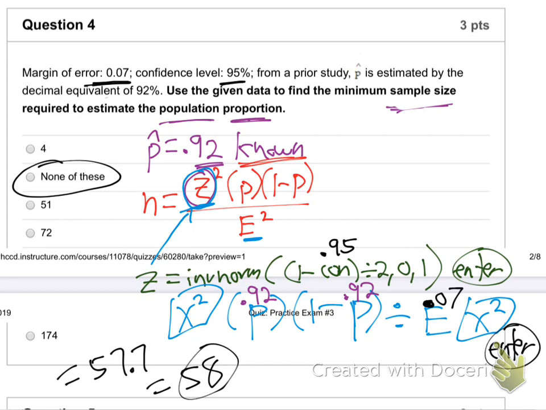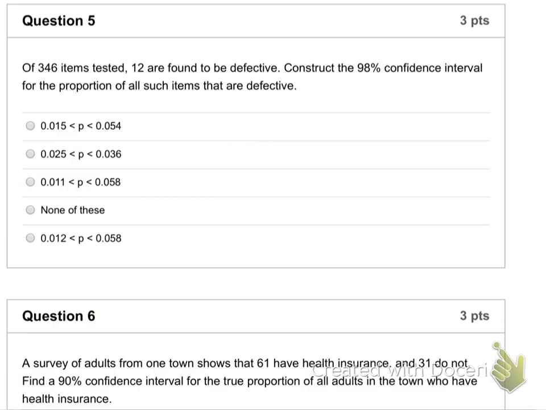Now, did you get that? To number 5. Of the 346 items listed, 12 are found to be defective. Construct a 98% confidence interval for the proportion of all such items that are defective. Aren't we done? Another confidence interval. All right. You can tell the answers all have a P in them, don't they?